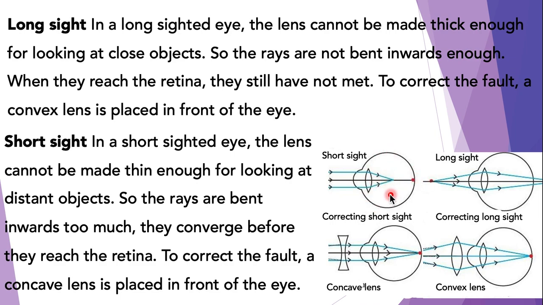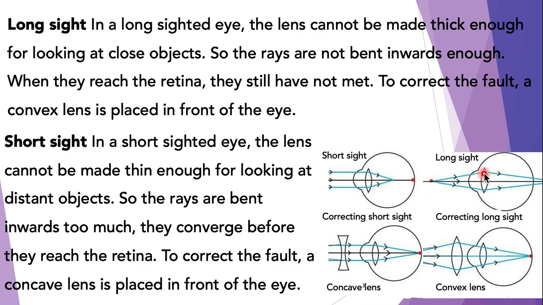To correct this fault, a concave lens is placed in front of the eye. The concave lens helps the rays to converge at the retina. So the image which is formed is again clear and sharp. In a short-sighted eye, a concave lens is used, whereas in a long-sighted eye, a convex lens is used.